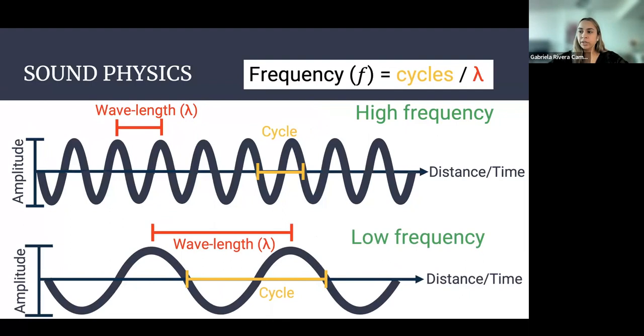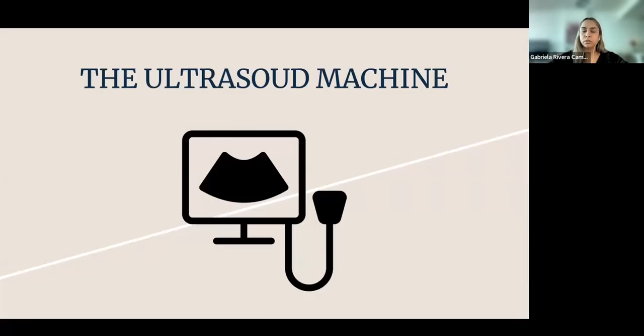In turn, the lower panel has a longer cycle. So this wave can travel for a longer distance. Think a tall person that has longer steps. So I need less steps or a lower frequency to arrive to the same location. So now that we have reviewed sound physics, we're going to talk about how the ultrasound machine works.